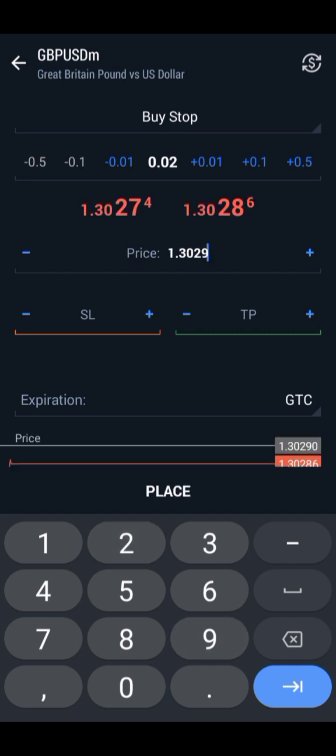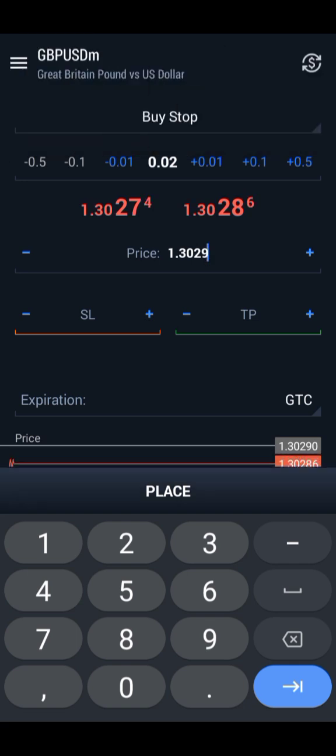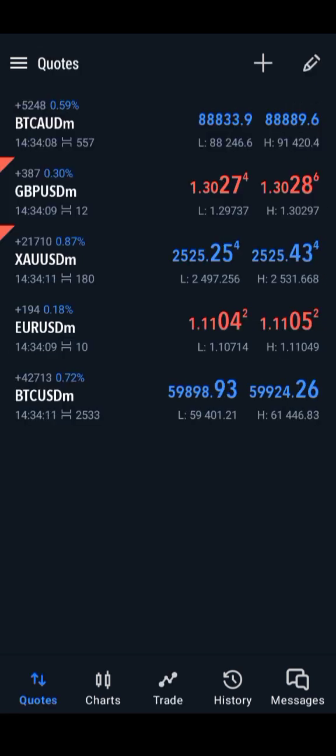Do you understand? So I believe it is an uptrend. Let me say for example, I believe it's an uptrend. So I will just place the order. Do you see it? So I place the order. So here you'll be seeing that whenever the market is at 1.30290, it will take me in the market. Do you see it? So I've explained what is called buy stop order.